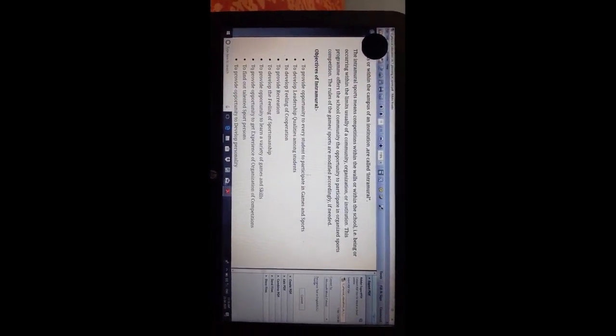Again, simple thing. Objectives of extramural: to provide experience to students, going out playing with other students gives you experience; to improve the standard of sports, that is the basic thing; to broaden the base of sports, common thing. So the intramural sports means competition within the wall. Again and again, the same thing will be coming.